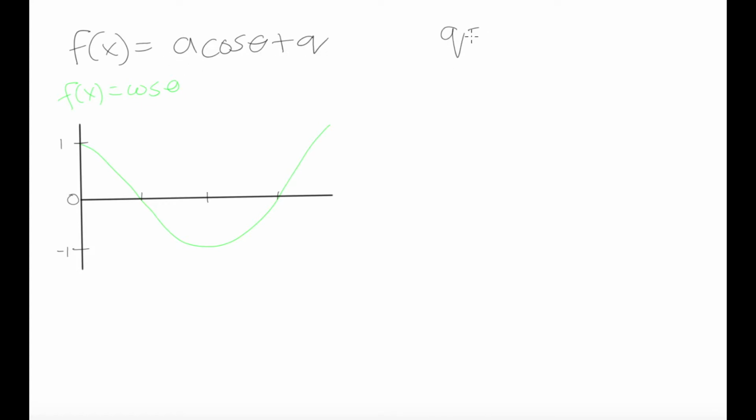Q is going to represent our vertical shift. This is what we saw with our sine theta graph as well. And just like that, our Q is going to represent our vertical shift. And that means that if we have a Q value greater than 0, our curve is going to shift upwards. And if we have a Q value less than 0, our curve is going to shift downwards. So your Q value is just going to shift this curve upwards or downwards.